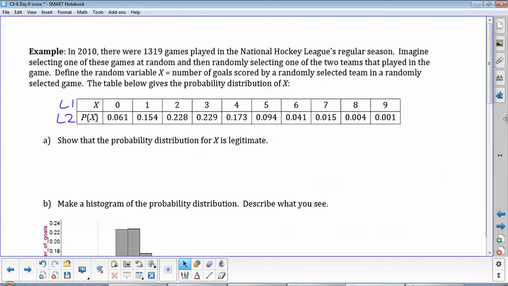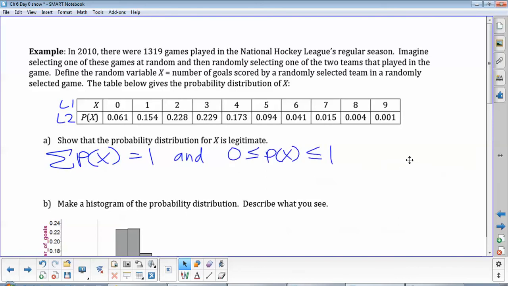Also, you should already be able to do part A. So go ahead and pause the video and show that the probability distribution is legitimate. Hopefully you remember that the way you show that a probability distribution is legitimate has 2 parts. First, all of the probabilities need to add up to 1. That's the part that people usually remember, but don't forget you also need each of the probabilities to be between 0 and 1. Since both of those things are true here, this is a legitimate probability distribution.